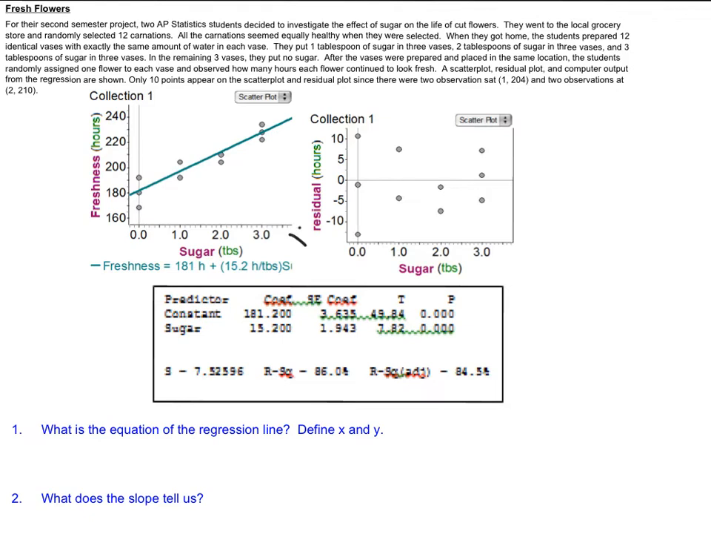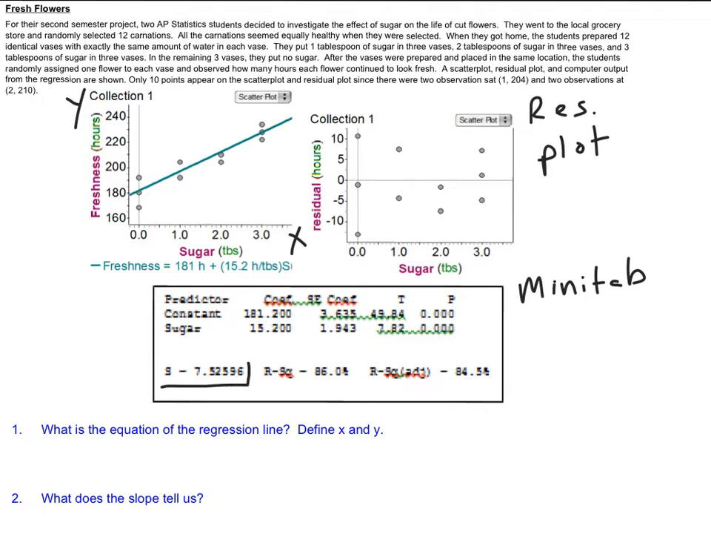Sugar in teaspoons, I think that's teaspoons, that's what I'm going to call it, is your X, and then flour freshness is your Y variable. Over here we have a residual plot. And down here we have output from a little computer program called Minitab. At the end of your notes, I'll take you through the parts of Minitab.